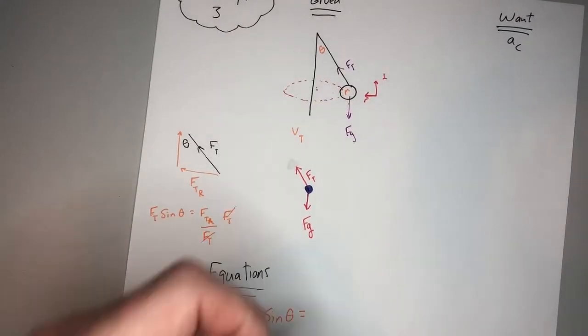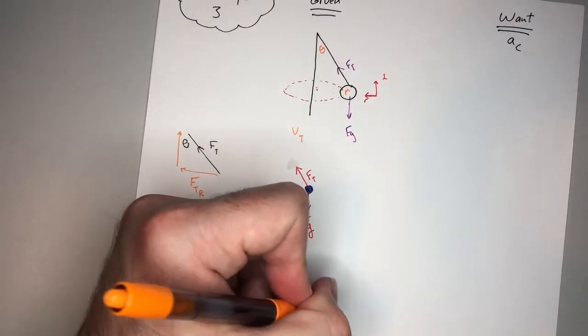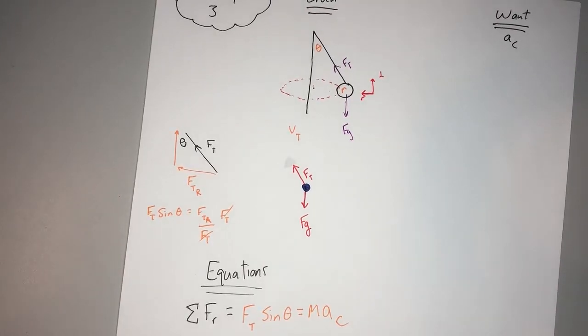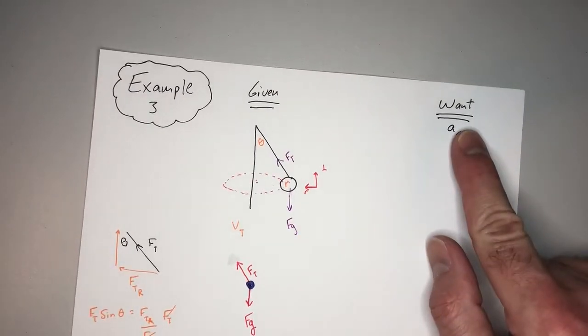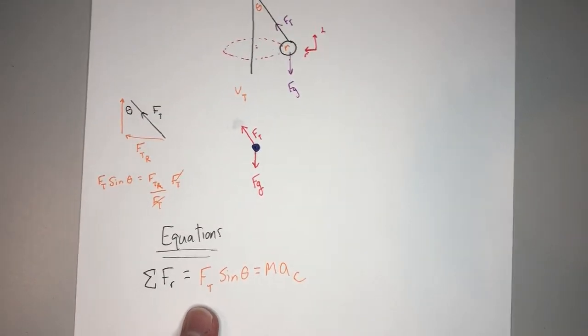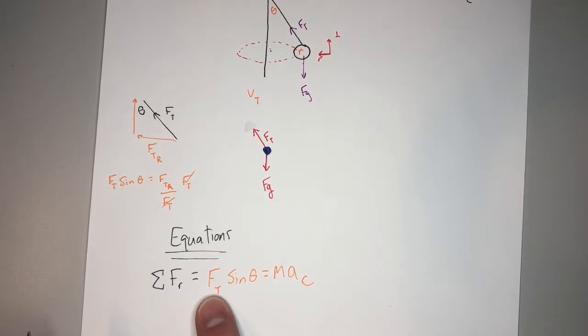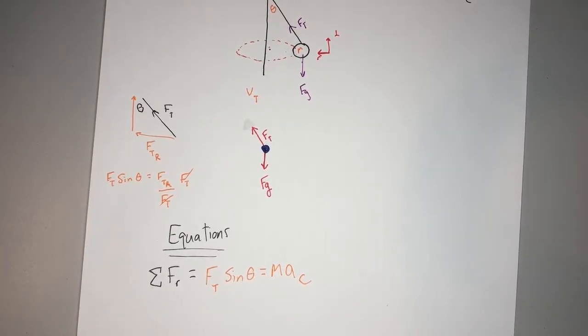So we set this equal to MAC. And that should make you happy because we're looking for AC. That's what the question wanted. So we have that. But, you know, we don't know tension. We don't know the mass, they gave us mass M. So we're going to look at the perpendicular direction and see if we can simplify some stuff down.